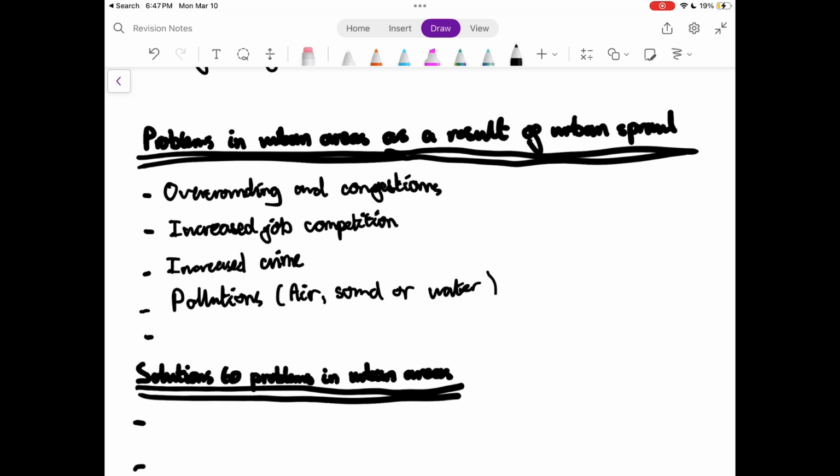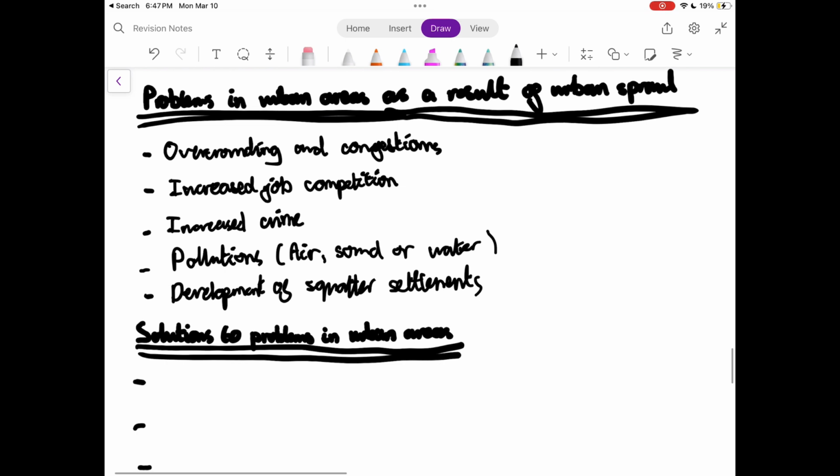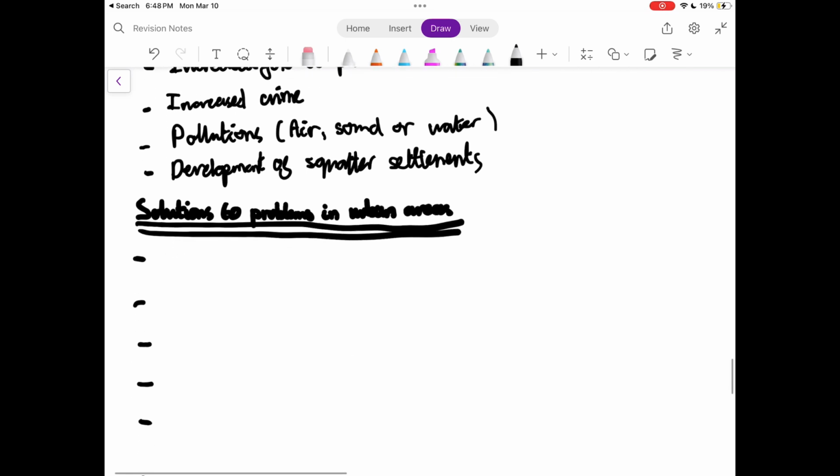And finally, there may be the development of squatter settlements. We're going to go into this in more detail, but all you need to know for now is that squatter settlements are residential areas that are developed without legal claims by the residents. Another word could be a slum, but the geographic term for slums is squatter settlements.